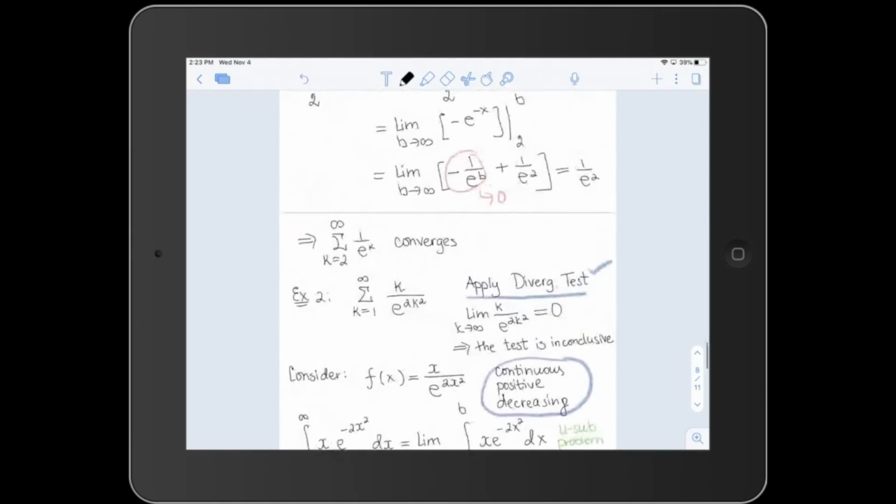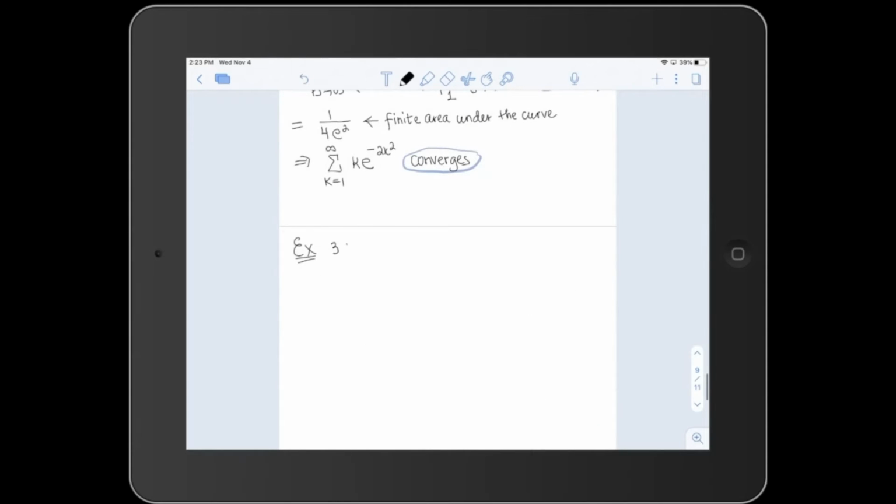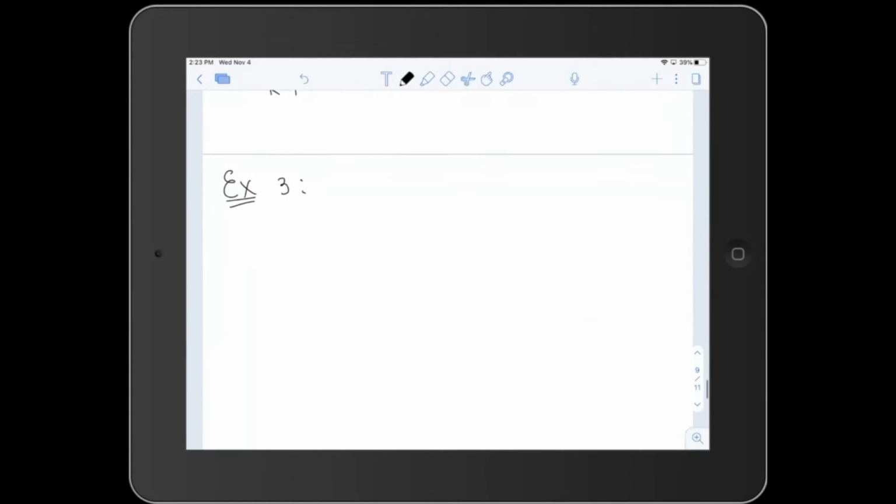What's the number, for example? Example 3. Okay, so how about this one right here? We'll do the summation of the following: 1 over square root of k plus 8. It starts at 0 and goes to infinity.